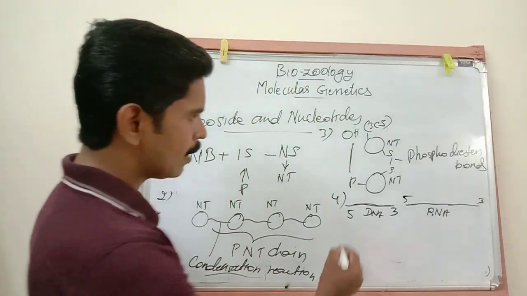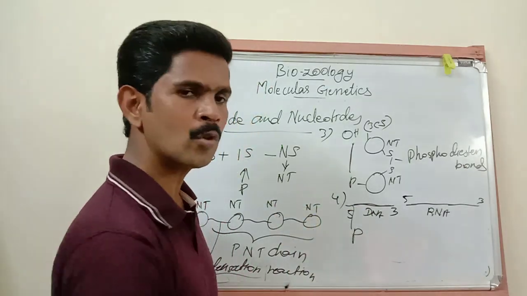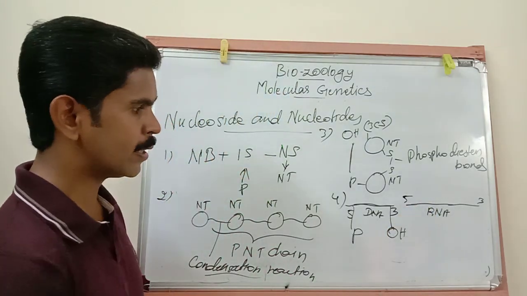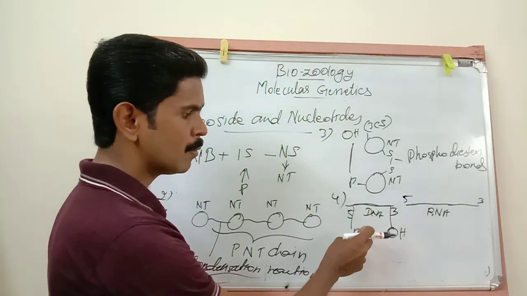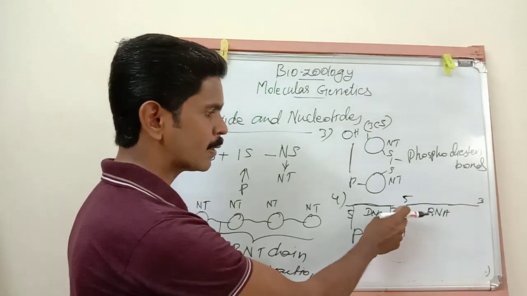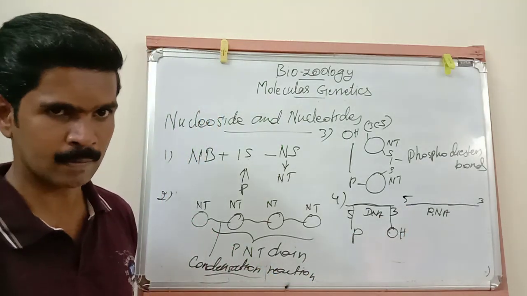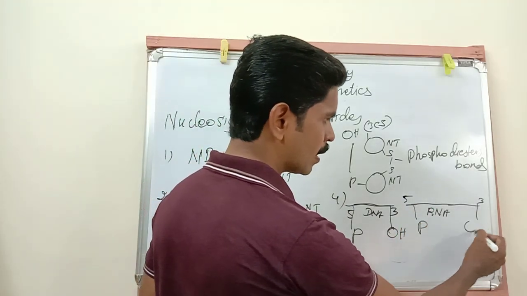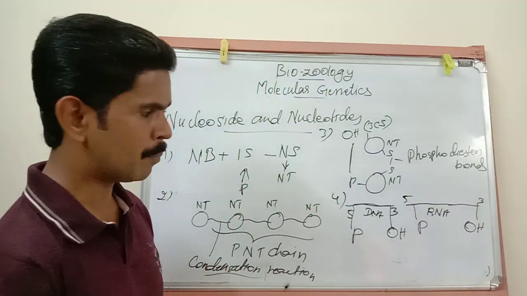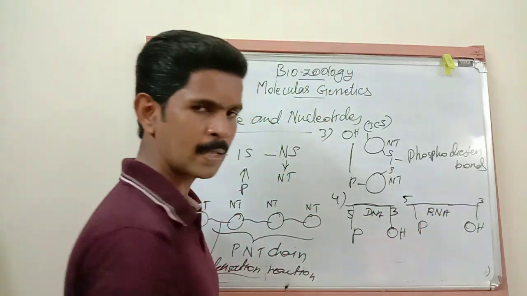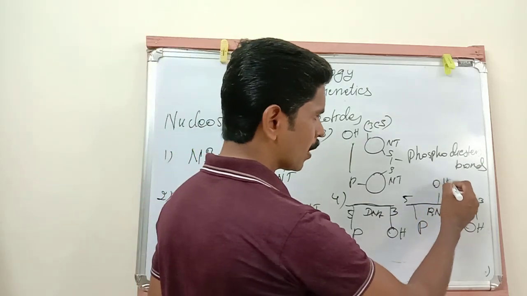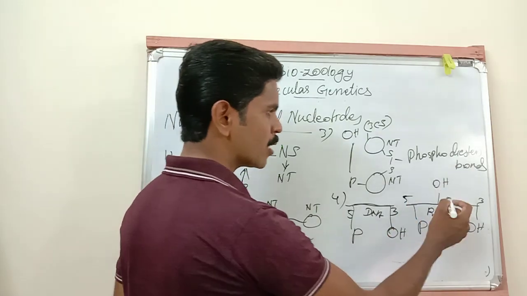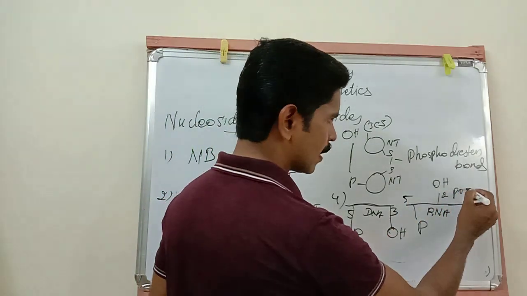Okay. Then in the 5 end, one phosphate group is attached, and in the 3 end, one hydroxyl group is attached. So in DNA, in the 5 end, one phosphate group is attached, and in the 3 end, one OH group is attached. Here also same. In RNA also, the 5 end has a phosphate group attached, and in the 3 end, a hydroxyl group is present. But one difference between DNA and RNA is, one more OH group or hydroxyl group is present in this RNA, and this OH group is present in the second position.